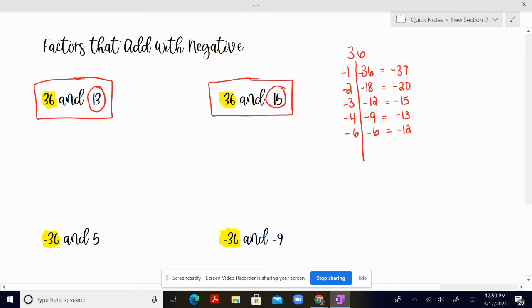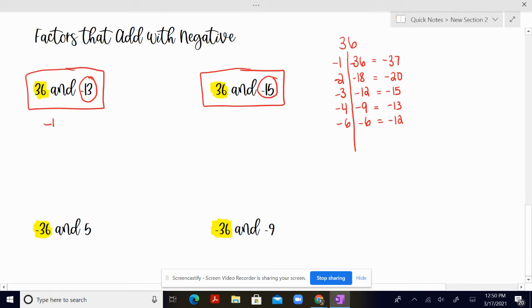So the first question says multiplies to 36, adds to negative 13. The answer would be negative 4 and negative 9, because negative 4 times negative 9 is a positive 36, and negative 4 plus negative 9 is negative 13. Same thing with the next one: multiplies to 36, adds to negative 15. The answer would be negative 3 and negative 12. Negative 3 times negative 12 is positive 36, and negative 3 plus negative 12 gives us negative 15.